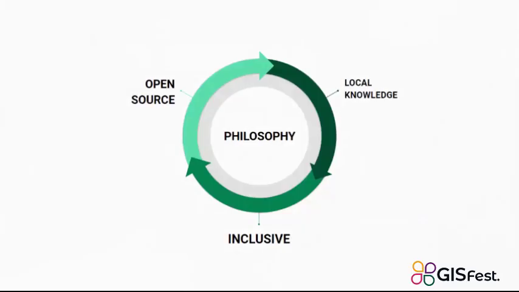So what are our philosophies? Our philosophies are open source, use of local knowledge, and an inclusive process. When I say open source, what do I mean? When I say the whole process is inclusive, how do we utilize local knowledge? That's where the concept of participatory GIS comes along.